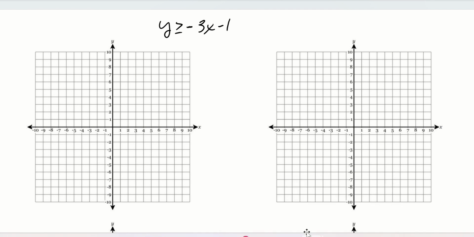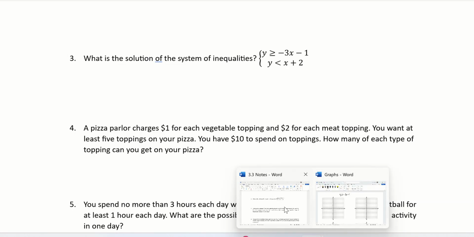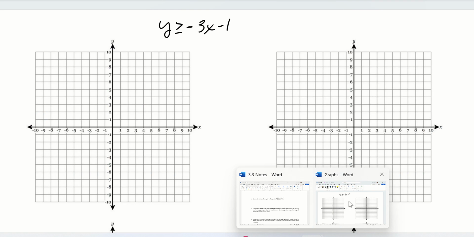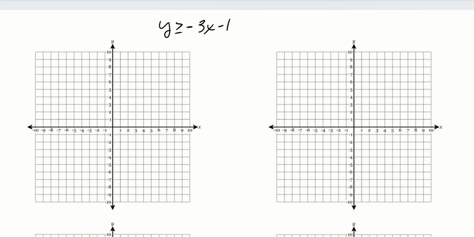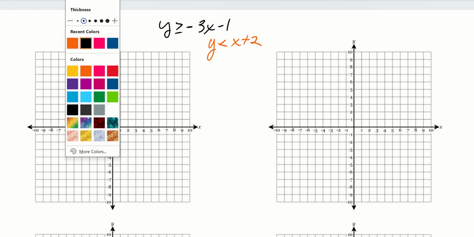And y is less than x plus 2. I'll do that in a different color. Y is less than x plus 2. So the first thing we do with these, if they're already in slope-intercept form, is we graph our boundary line.